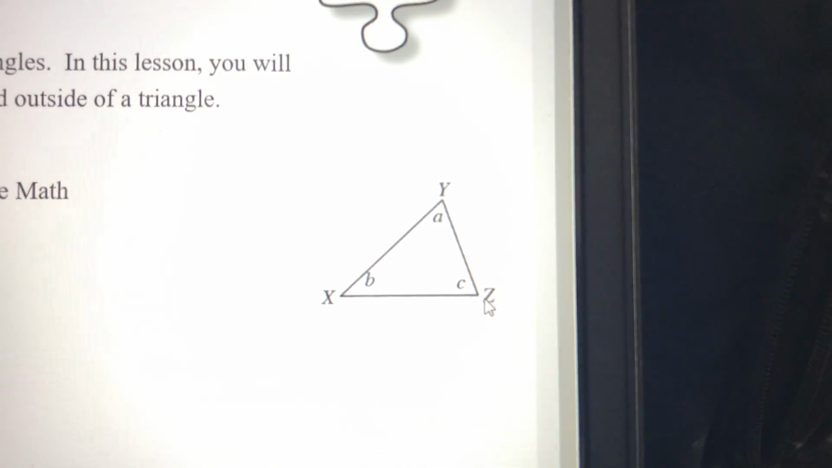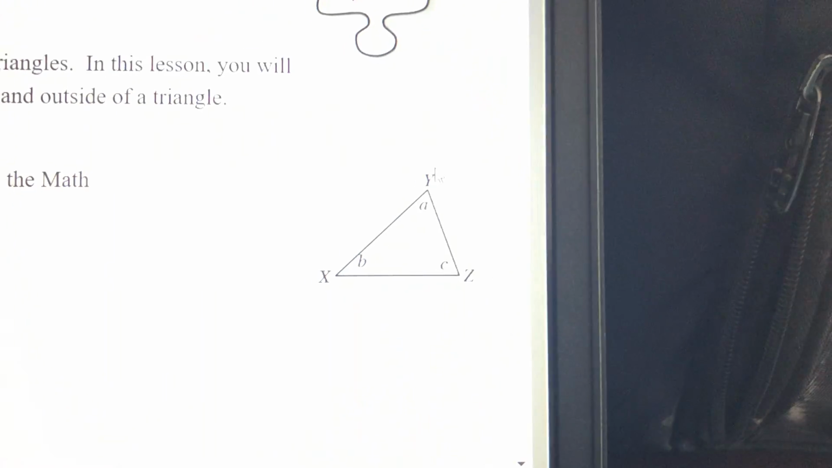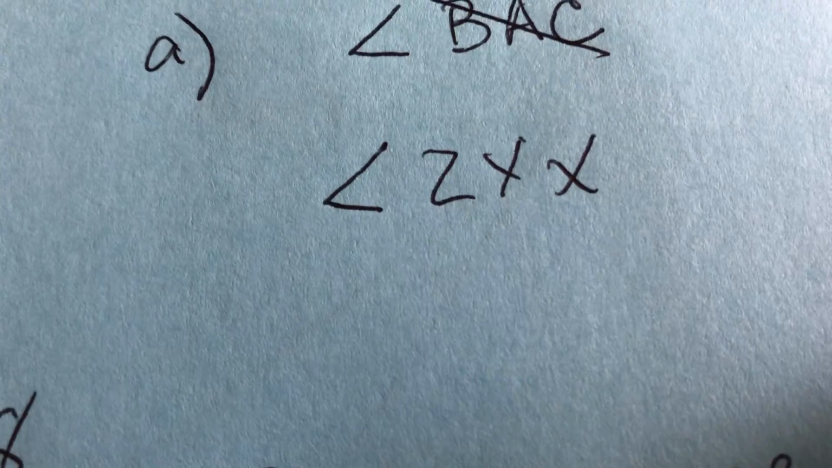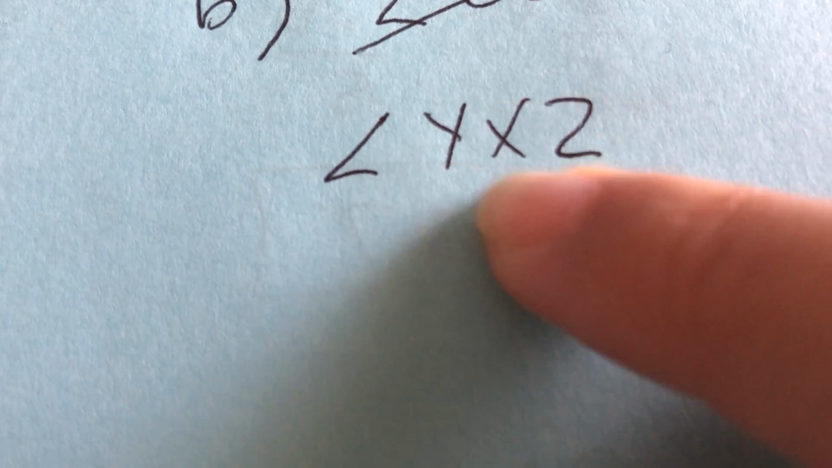Or there's Z, X, and Y. So you could write angle, I wrote it like this, angle ZYX. Oops, sorry, that's part A. Angle YXZ or ZXY. As long as that X is in the middle, you're good.